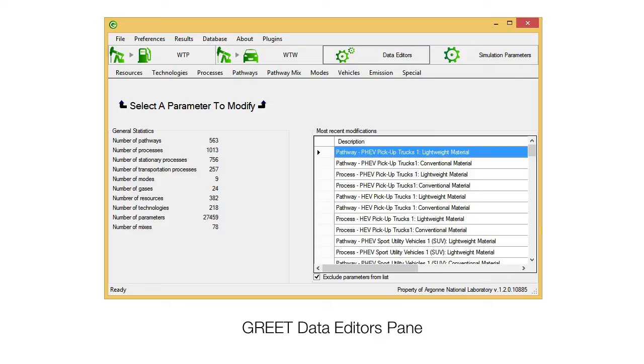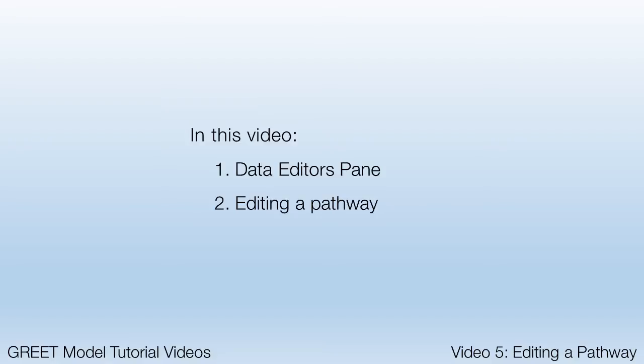The Data Editors pane is where users can add a new pathway or modify an existing pathway. There are over 1,000 pathways in GREET.net, so chances are good that if you're modeling a product related to transportation, a pathway already exists for you to use or modify in GREET.net. In this video, we'll review the layout of the Data Editors pane, and then we'll edit a pathway.